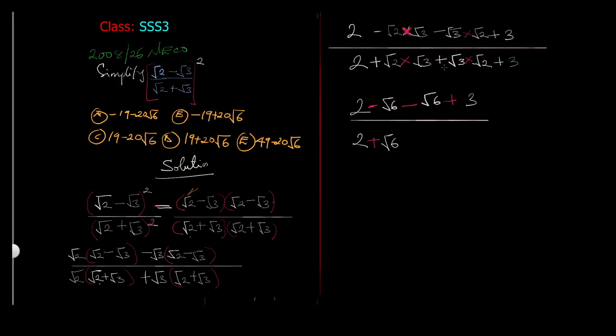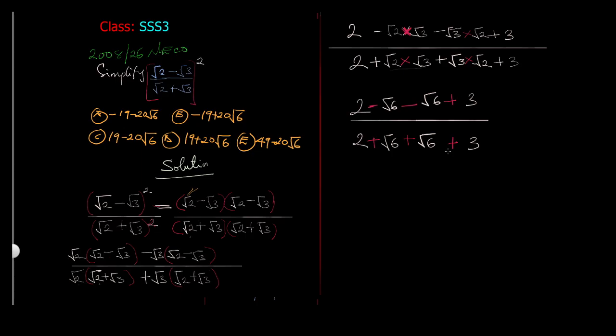Okay, we are done with this one. It's gonna be the same thing. Plus square root of 6. Plus square root of 6. Now we can now say plus the 3. Plus the 3. Okay, so we are making progress.